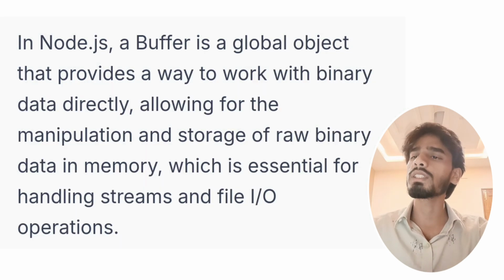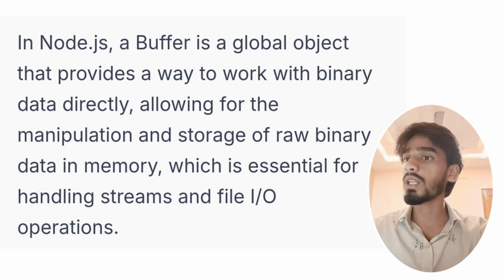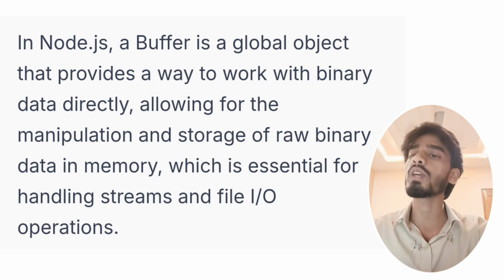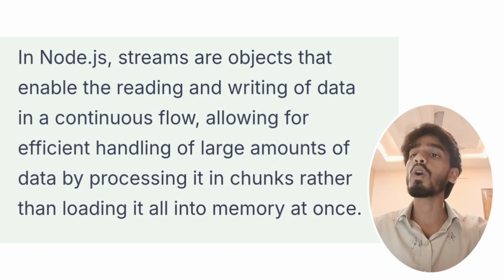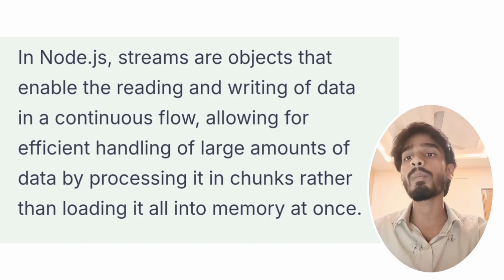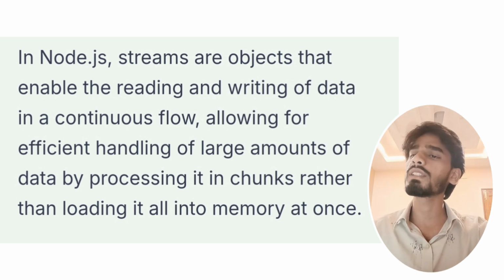Buffers. In Node.js, a buffer is a global object that provides a way to work with binary data directly, allowing for the manipulation and storage of raw binary data in memory, which is essential for handling streams and file I/O operations. Streams. In Node.js, streams are objects that enable the reading and writing of data in a continuous flow, allowing for efficient handling of large amounts of data by processing it in chunks rather than loading it all into memory at once.